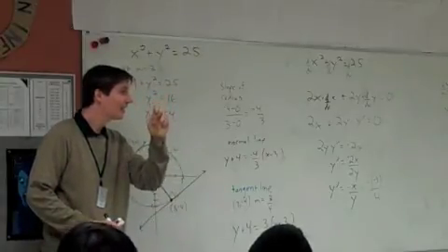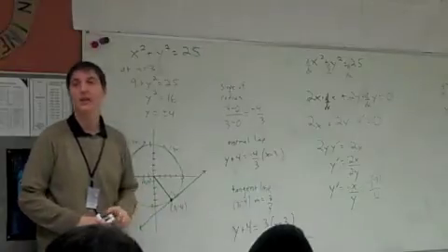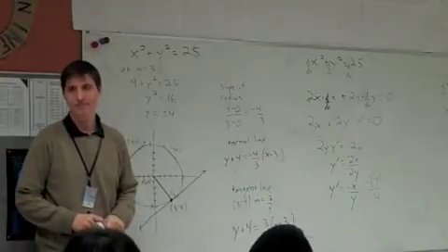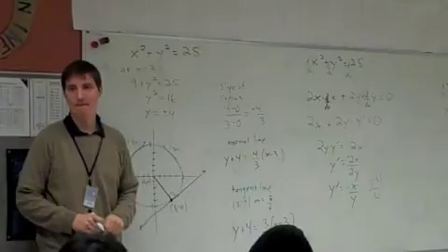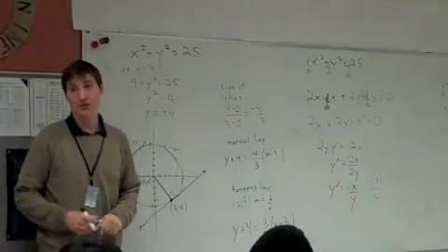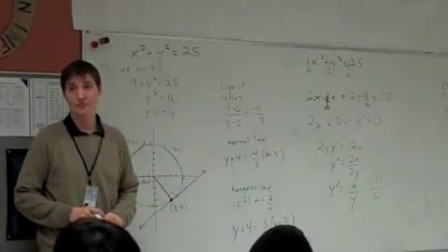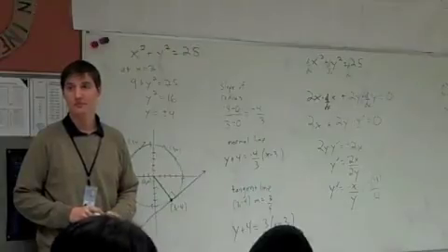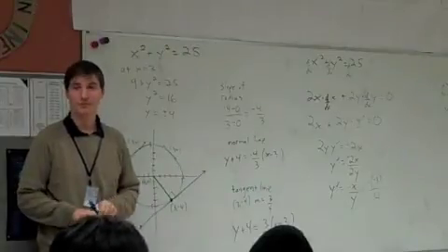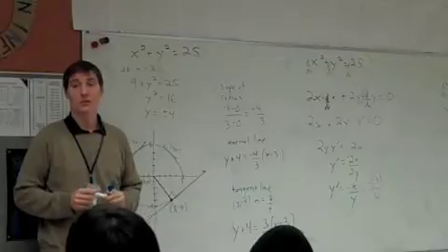Cricket? Yes? That negative x over y for y prime, would that work for any circle of any radius? Great question. Like if, instead of a 25, that was like 100. It'd still be the same thing.